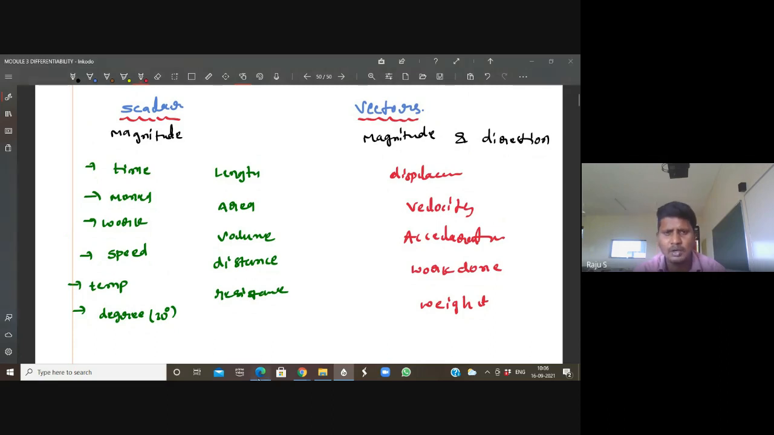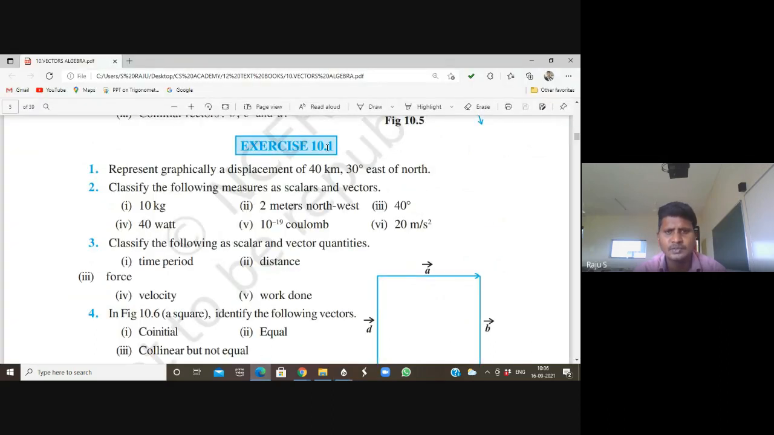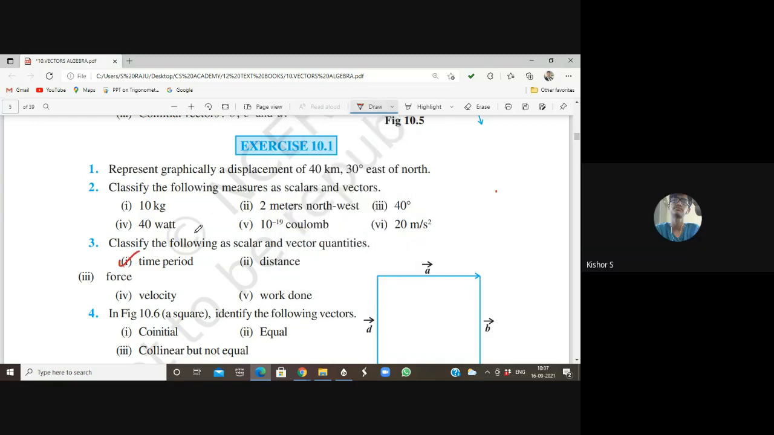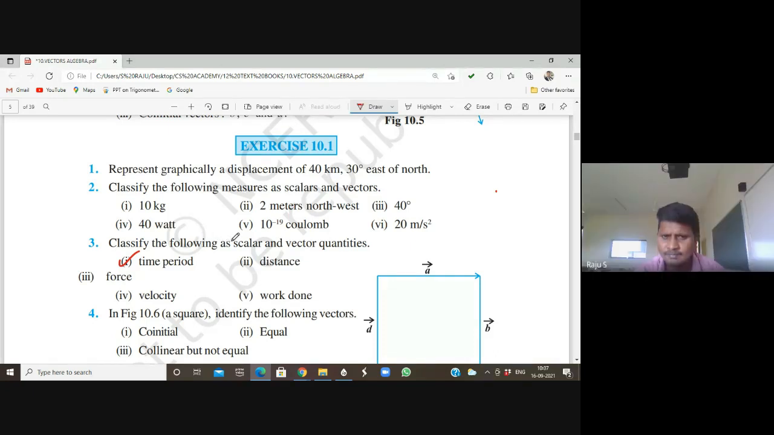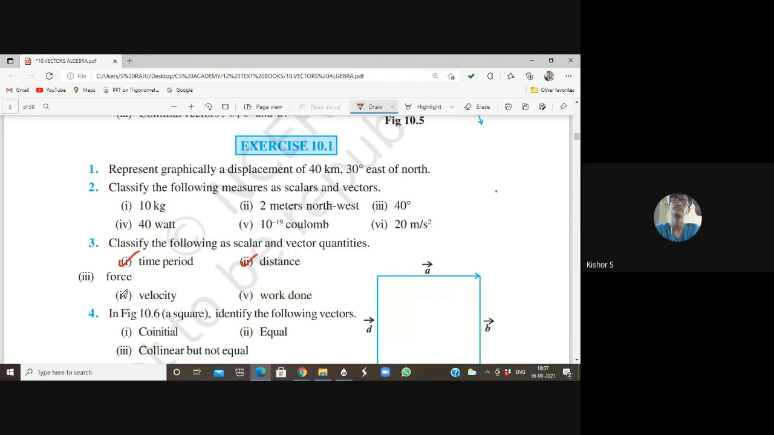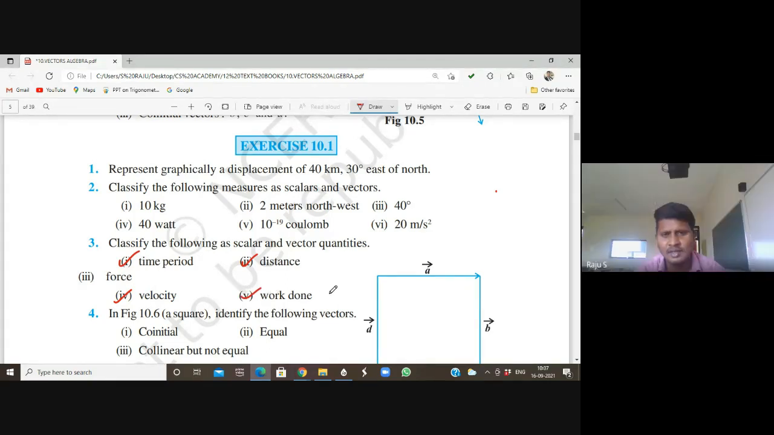Now, classify the following whether a vector quantity or scalar quantity. Can you tell me what about time period? Is time period vector or scalar? Scalar. Yes, scalar. What about distance? Scalar. What about velocity? Vector. What about work done? Scalar. If you take only work, it will be a scalar, but work done belongs to vector.